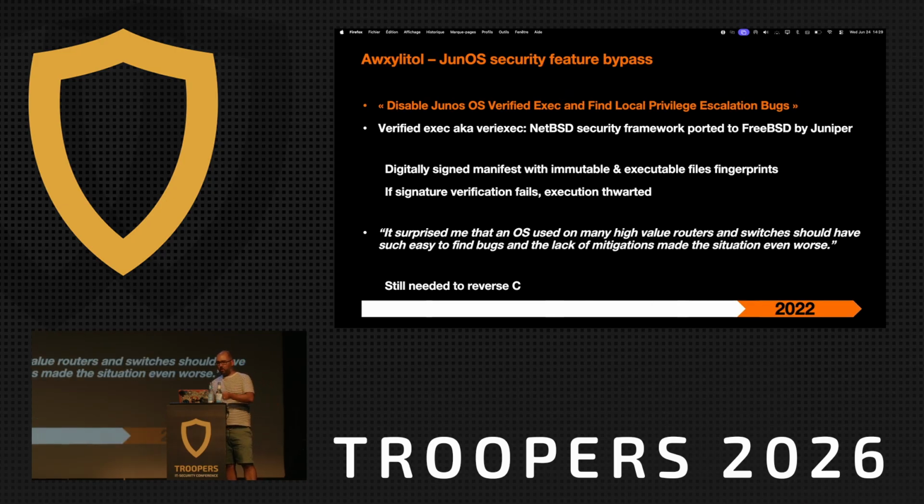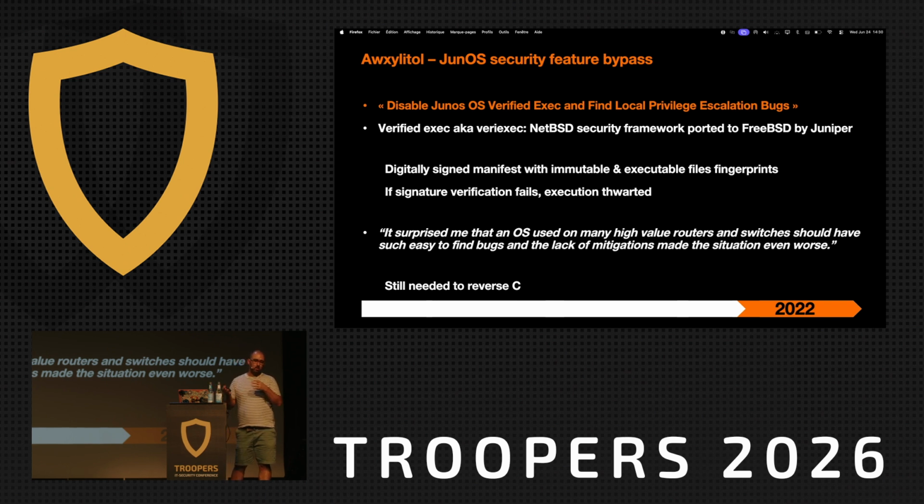Another researcher, kind of the same type of vulnerability, Xylitol. So he found a security feature bypass. I just talked a few seconds ago about veriexec. Veriexec, verified exec, is NetBSD technology that was ported to FreeBSD by Juniper that allows Juniper to restrict the execution of non-signed binaries. So if your binary is not in the digitally signed manifest, you won't be able to execute your binary. And Xylitol was able to find a bypass.